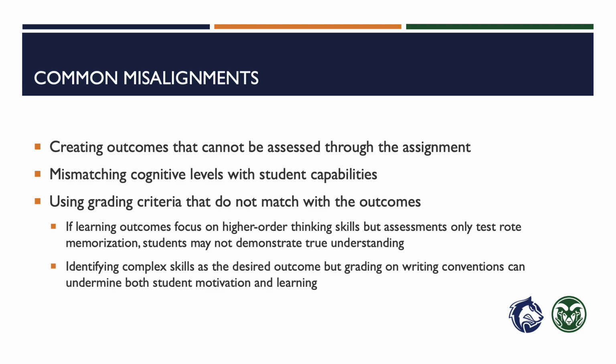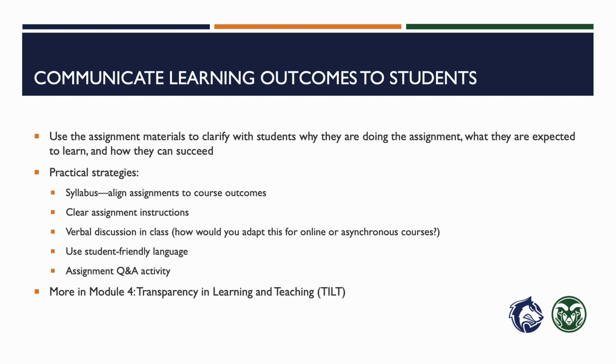And my favorite is number 3, using grading criteria that do not match with the outcomes. So for instance, if a learning outcome focuses on higher order thinking skills, but your assessments only test rote memorization, students are not going to be able to demonstrate their true understanding. If you identify complex skills as the desired outcome, but you grade on things like writing conventions, that can undermine both student motivation and learning. That alignment between the grading criteria and the outcomes is really important.